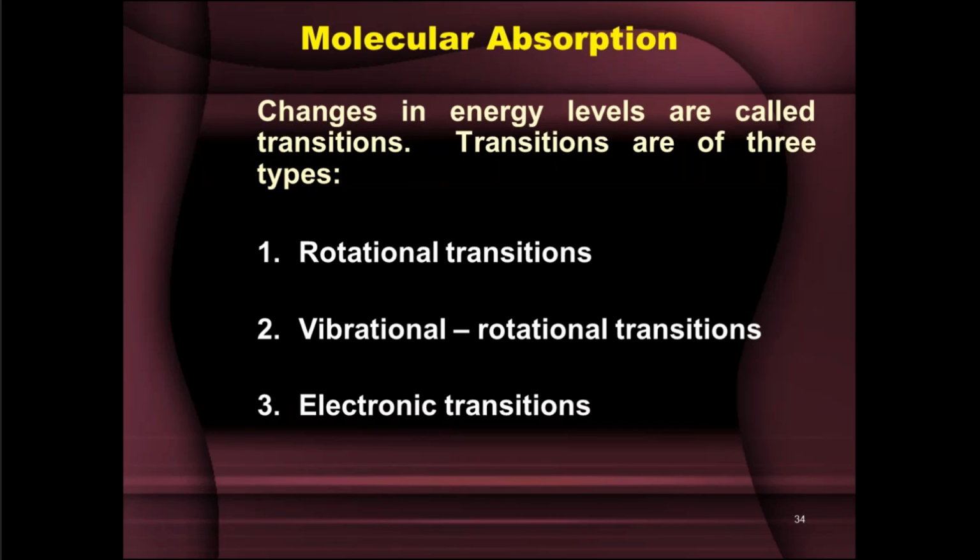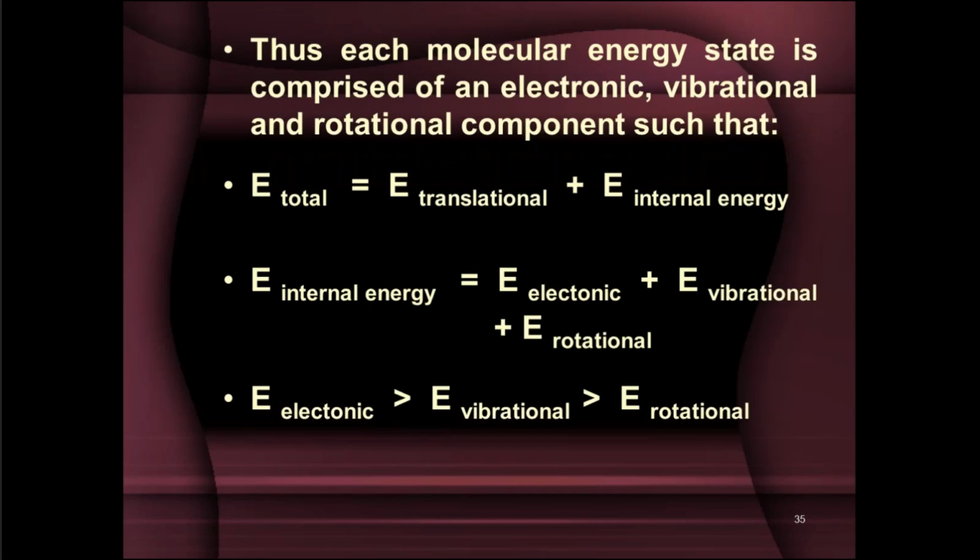So molecular absorption brings about changes in energy levels, and these changes in energy levels are called transitions. Transitions are of three types. Changes in energy levels are generally referred to by the word transition in spectroscopy. And transitions could be of three types. You could have rotational transitions, you could have vibrational rotational transitions, or you could have electronic transitions. So we will see each one of these in detail.